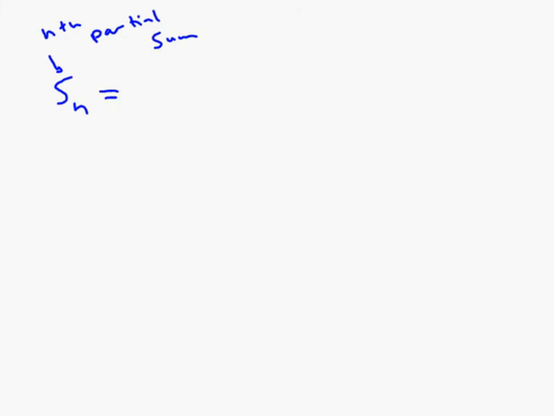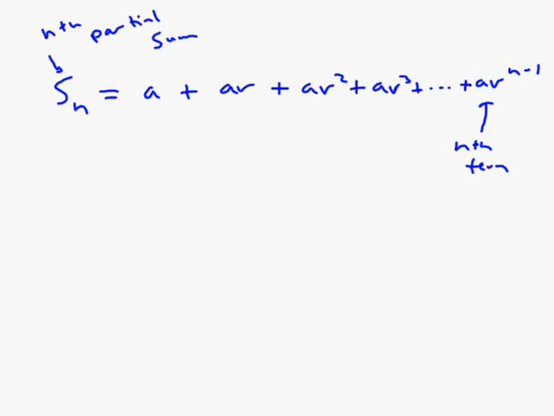So S sub n means the sum of the first n terms. It's going to look like this. You're going to have the first term a, plus the term that came after it, ar, plus the term that came after that, ar squared, plus ar cubed, plus all the way up to, and we know that the nth term, we just said that a moment ago, is ar to the n minus 1. Okay?